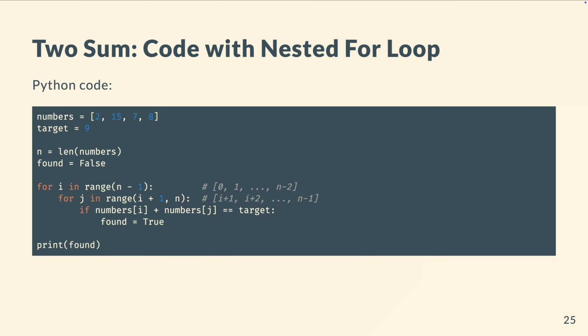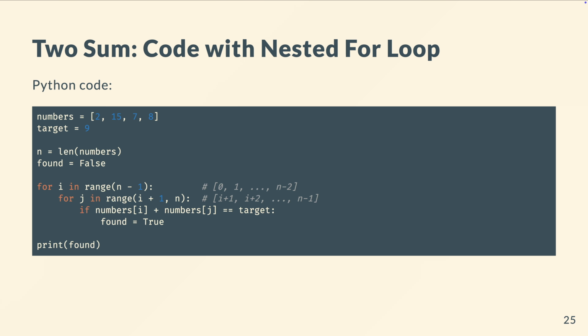Now the loops start. For i in range of n-1, it means i goes from 0 to n-2. We stop at n-2 because i must leave at least one item for j on the right side. Inside that, we have the inner loop. For j in range of i plus 1 and n, that means j goes from i plus 1 to n-1. So j is always a different index from i.